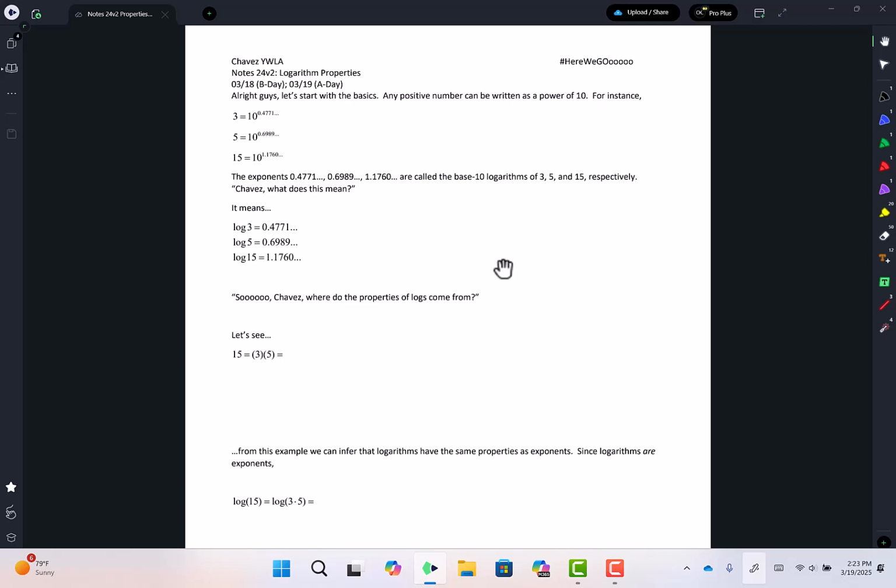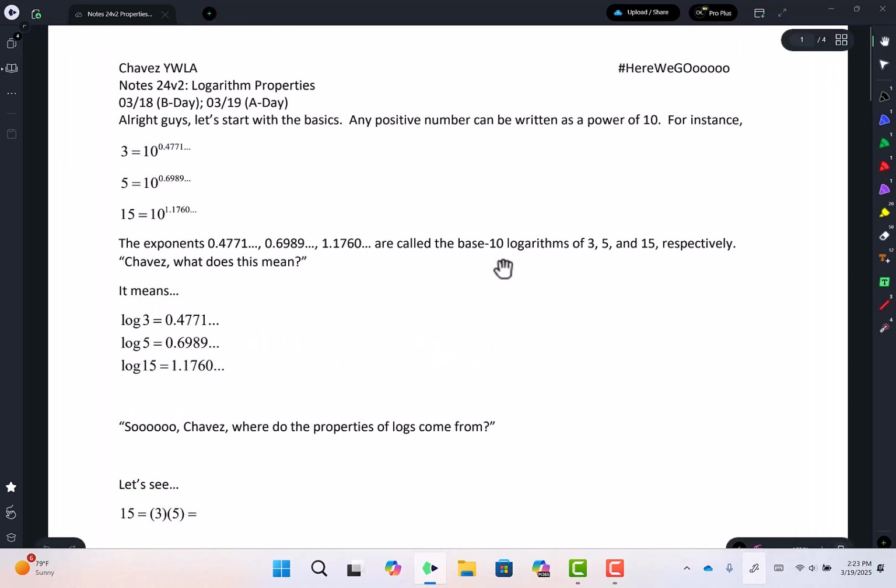All right. So let's start. It says any positive number can be written as a power of 10. For instance, really, any positive number can be written as a power, as long as the base is bigger than 1. So where did this number come from? Well, look, it says here the exponents 0.4771, 0.6989, 1.1760 are all called base 10 logarithms of 3, 5, and 15. What does that even mean?